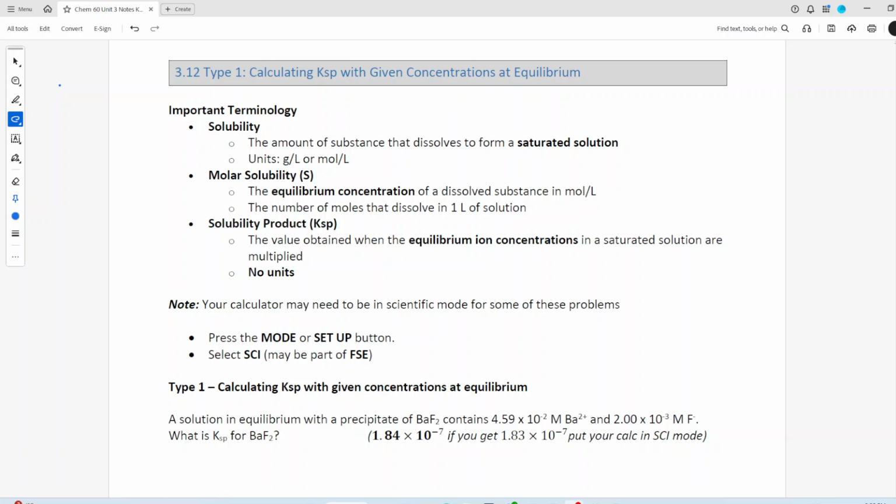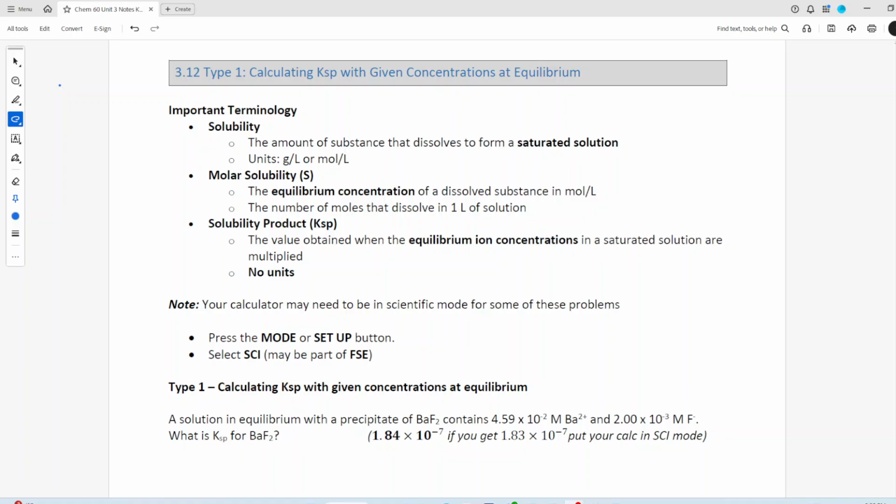All right, now you're going to start getting flashbacks. So now we're going to do different KSP calculations, and we're going to go through the different types. There is 1, 2, 3, 4. There are only 4 types of equations that we're going to do with KSP.